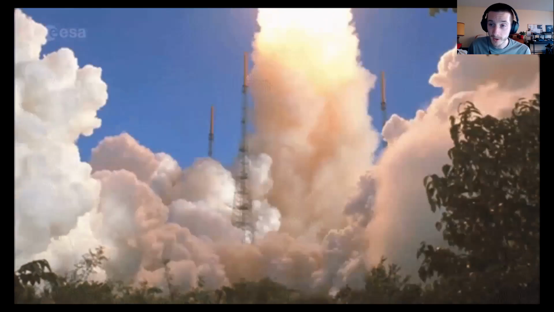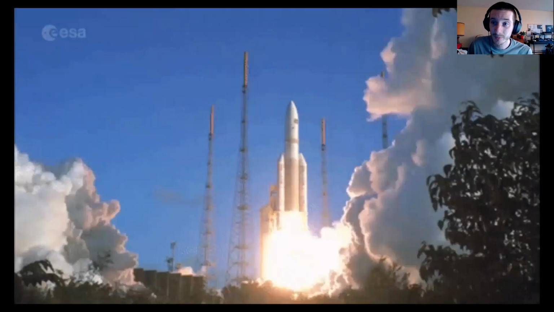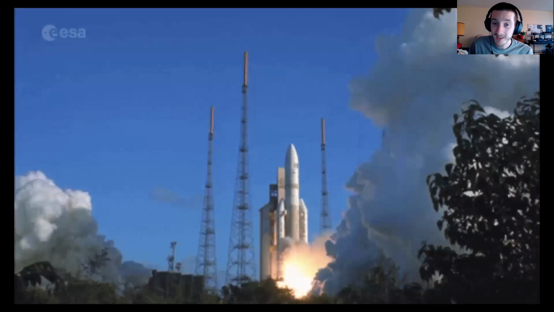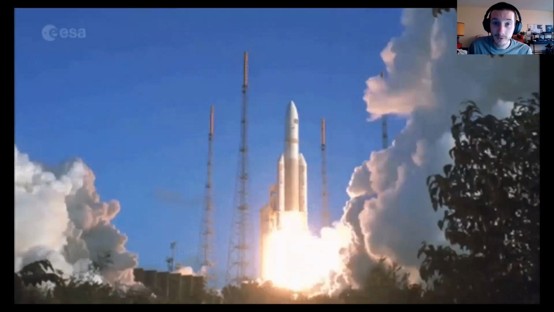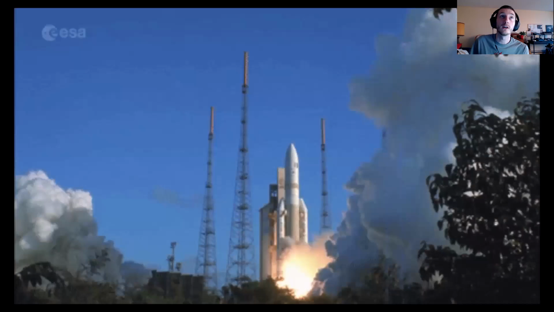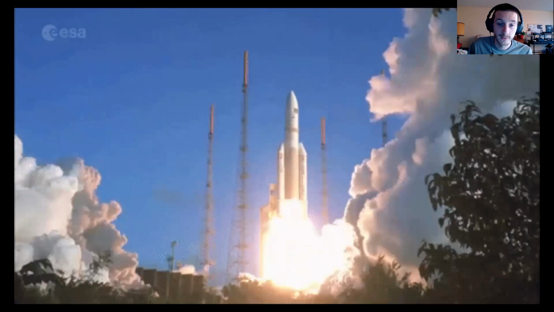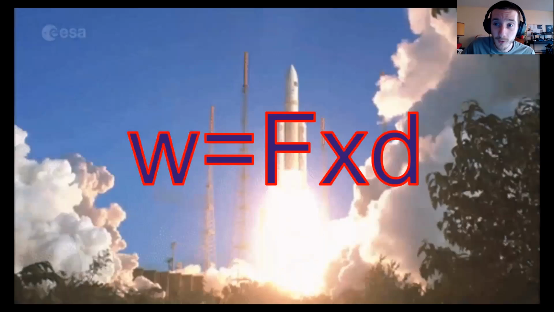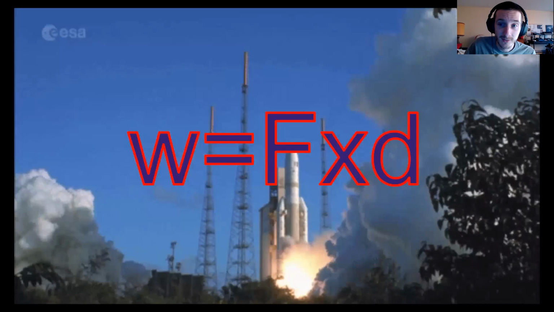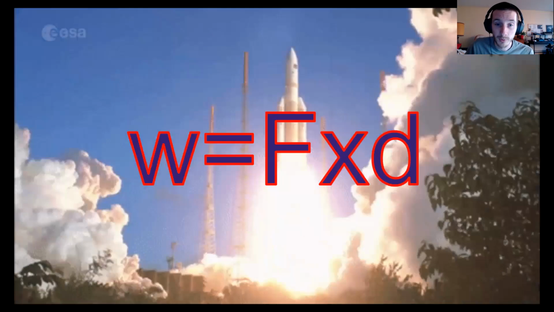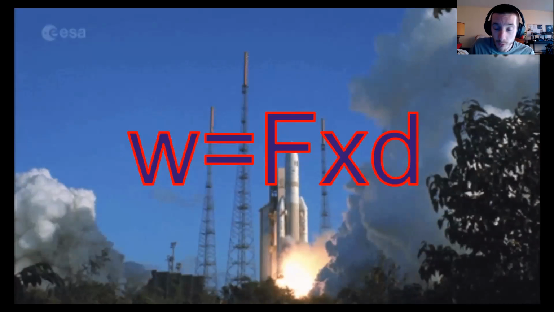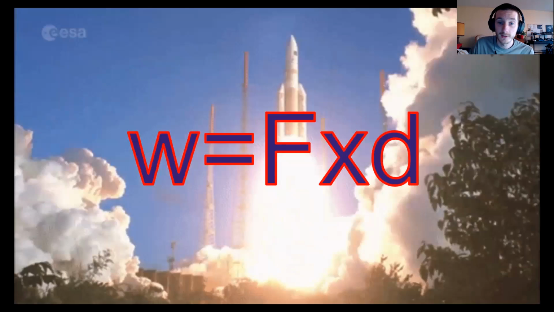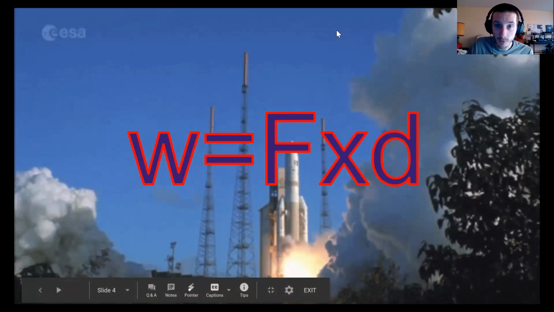But the rocket engines can't just apply a force. They have to apply a force over a certain distance to lift it all the way into space. Okay? So remember, the equation for work is force times distance. You have to apply a force over a certain distance. Let's run through a quick example here.